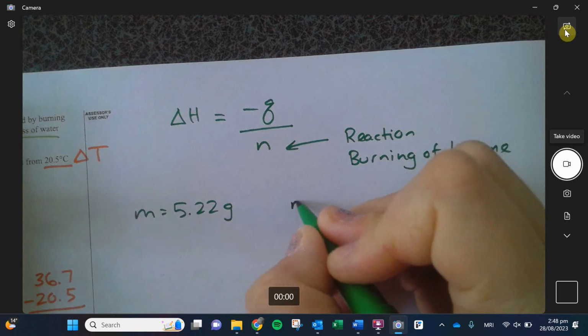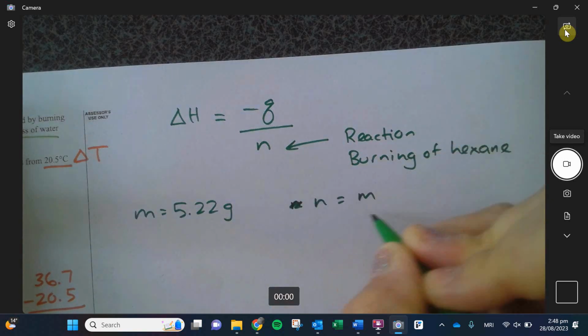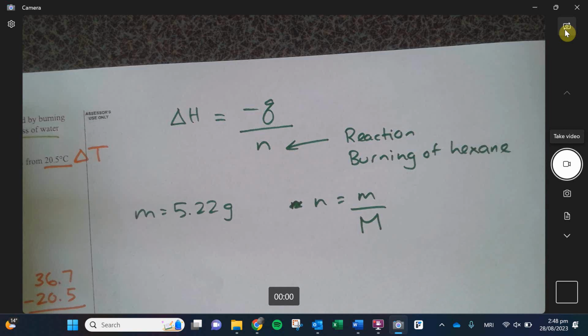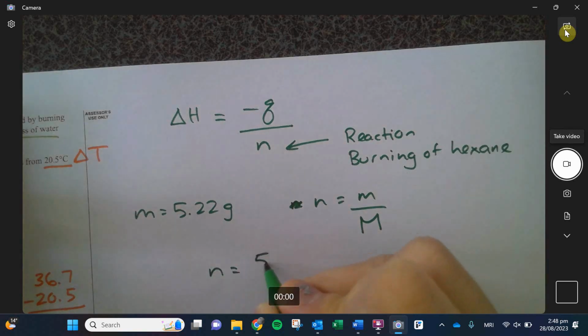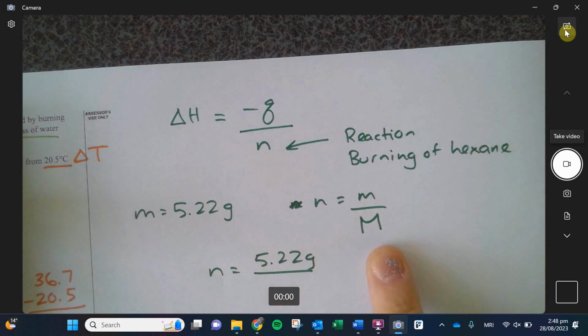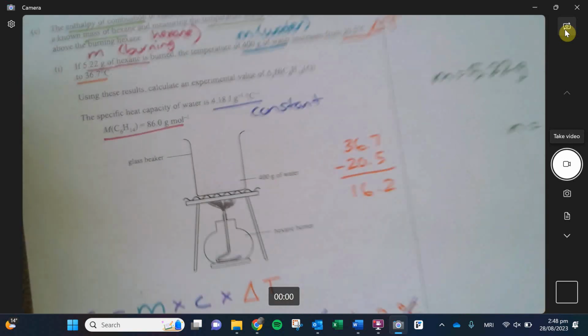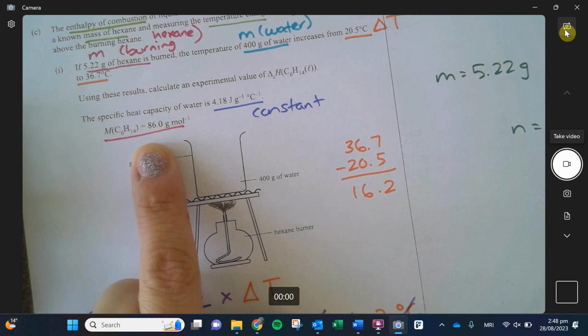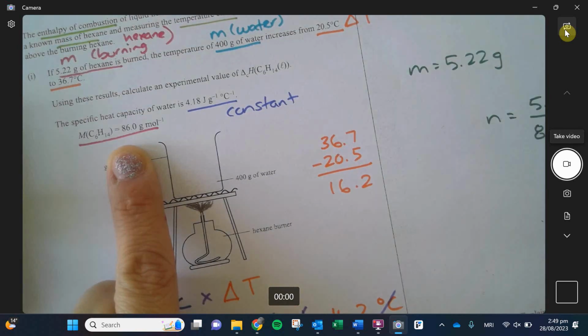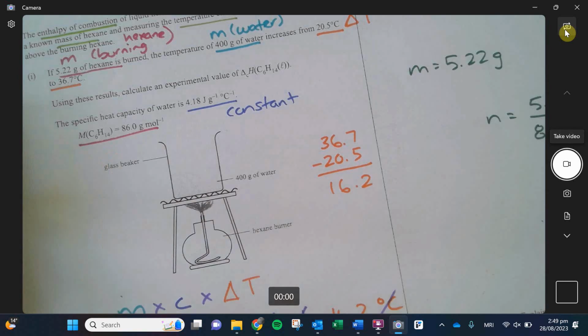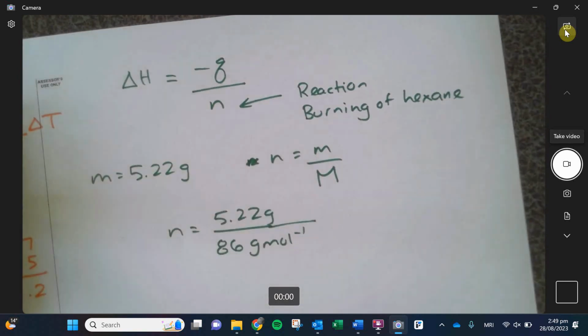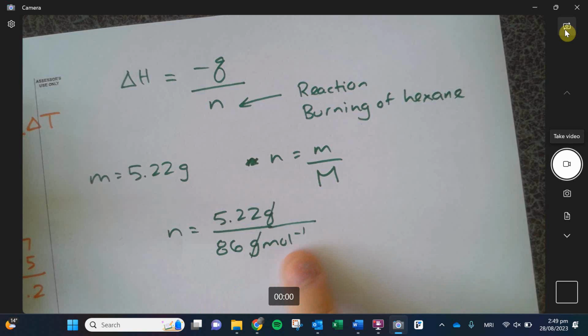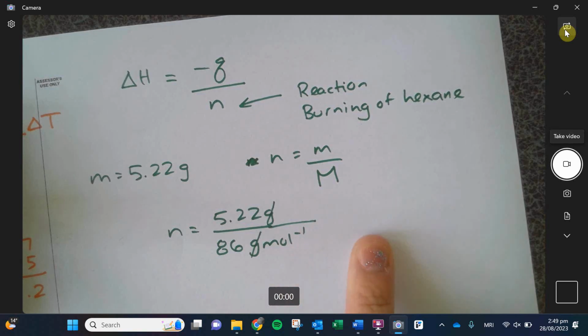We know n equals m divided by big M. That's how I convert from mass to moles. You guys did this in titration. So I would do n is equal to 5.22 grams divided by the molecular mass of the hexane, which they've given me over here. That was 86. Again, I like to write down my units to make sure that I'm canceling correctly. Grams cancel with grams. I have per mole, so I will get an answer in moles, which is what I want.